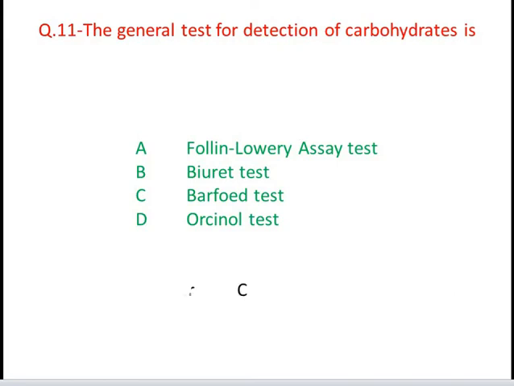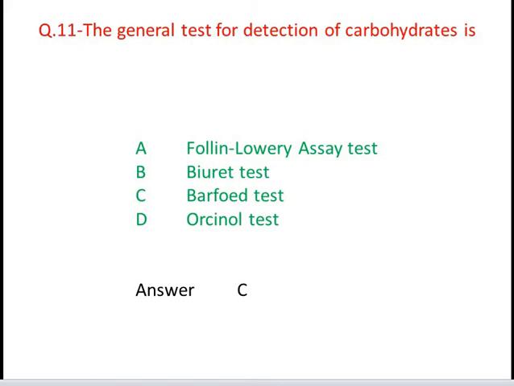Yes, the correct answer is Barfoed's test. That is option C. Folin's test and Biuret test are the tests which are often used for the estimation of proteins, whereas the Orcinol test is used to estimate RNA. Barfoed's test is usually used for the detection of a carbohydrate.